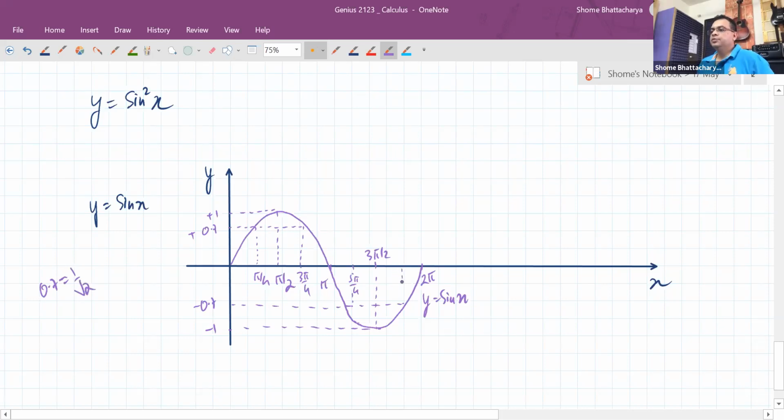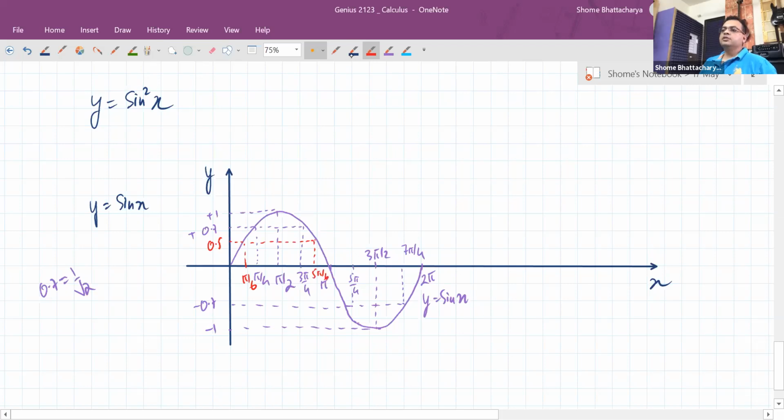And again, that value repeats at 7 pi by 4 like this. Also, if you consider, for example, pi by 6 or 30 degrees, the value is exactly half, 0.5. And again, that repeats over here at 5 pi by 6 and so on and so on.